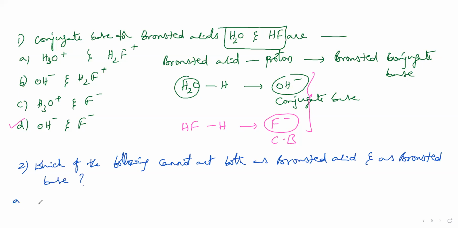Options given are A) HCO3 minus, B) NH3, C) HCl, D) HSO4 minus. According to that question, which of the following cannot act both as Bronsted acid as well as Bronsted base? Then just try to solve that question.